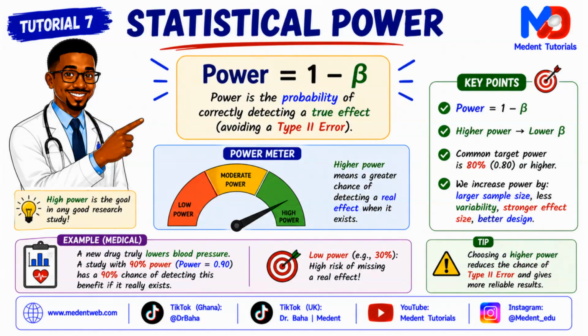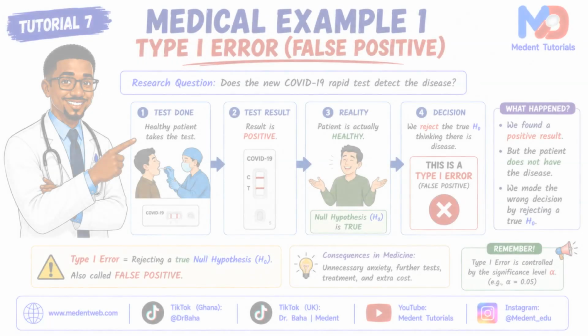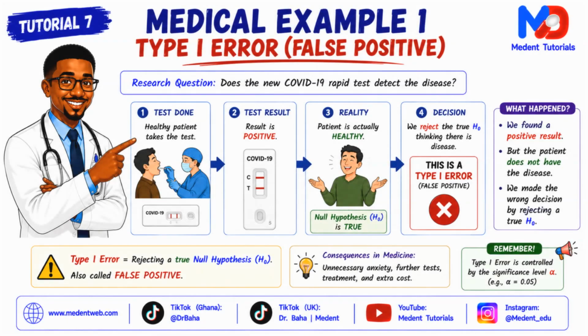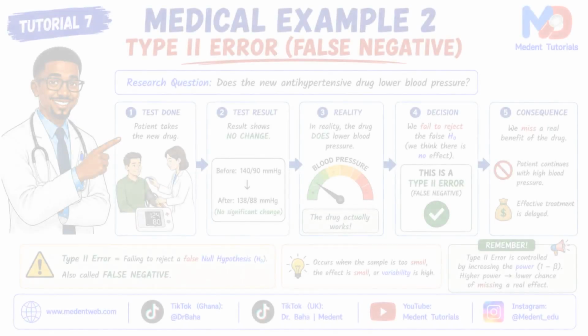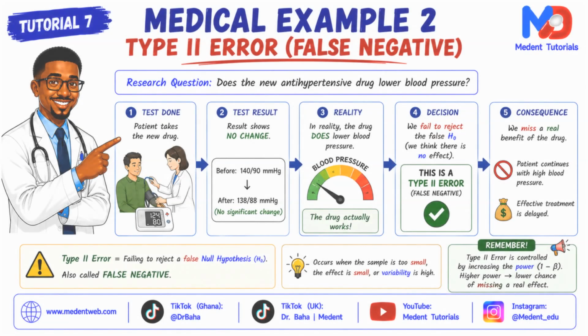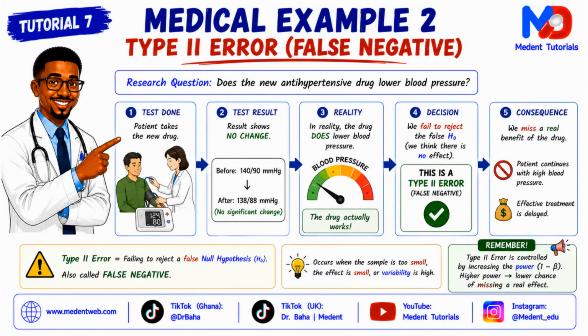Let's understand this better with examples. Now imagine a healthy patient who tests positive because of a testing error. This is a false positive and represents a type 1 error. Now imagine an infected patient receives a negative result. Yes, this is a false negative, and this is a type 2 error because the disease was missed.